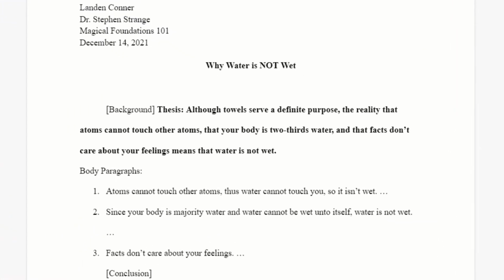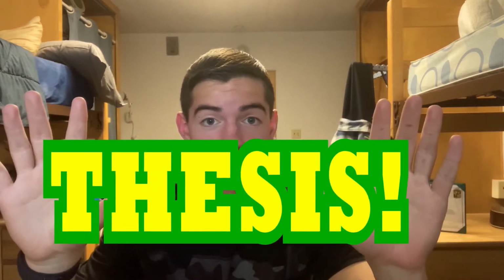As you can see, the thesis has a clear argument to make. It's trying to convince you that water is not wet. How does it go about doing that? By listing 3 facts that support its argument. Those 3 pieces of supporting evidence will be further explained in 3 body paragraphs, therefore guiding the direction of the essay. Your entire essay revolves around your thesis.